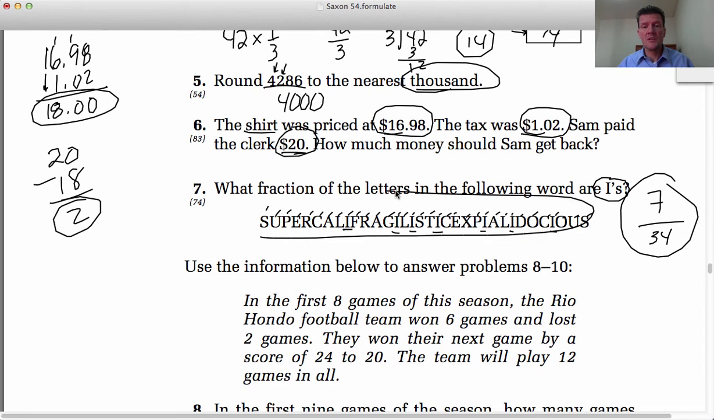You know that word? Supercalifragilisticexpialidocious. Yeah, that's a nice tongue twister for you.